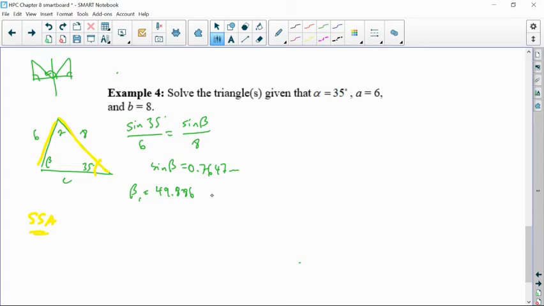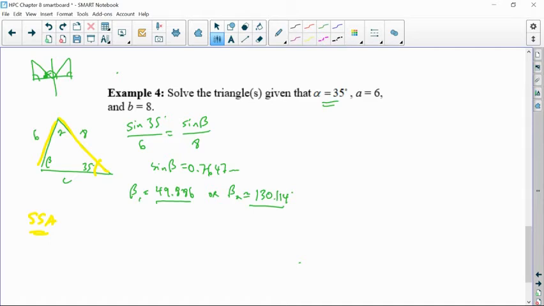But then I also know that another angle exists that has that same sine ratio. If I do 180 minus that, as if that 49.886 were a reference angle up here in quadrant number 2, 130.114 degrees could also work.